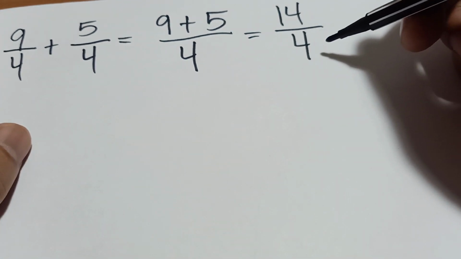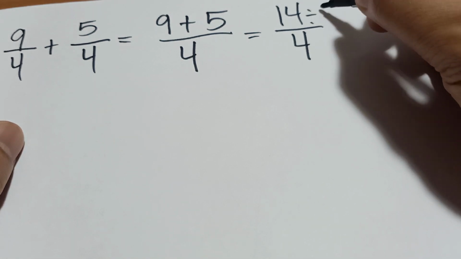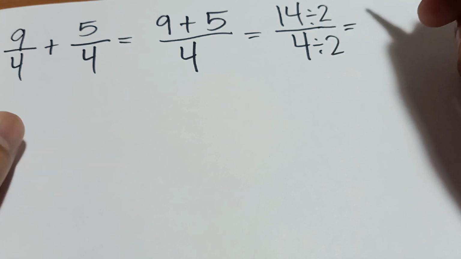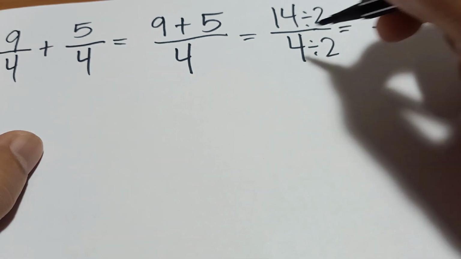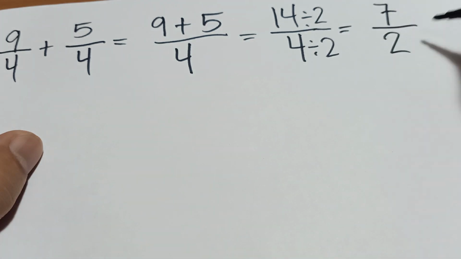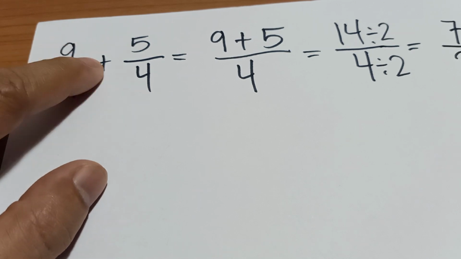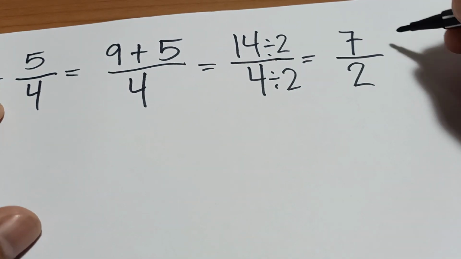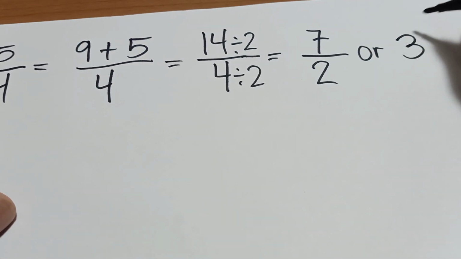And 14 and 4 is divisible by what number? Yes, correct. It's divisible by 2. To simplify, 14 divided by 2 is 7, and then 4 divided by 2 is 2. So when you add 9 over 4 plus 5 over 4, the answer is 7 over 2, or in mixed number, it is 3 and 1/2.